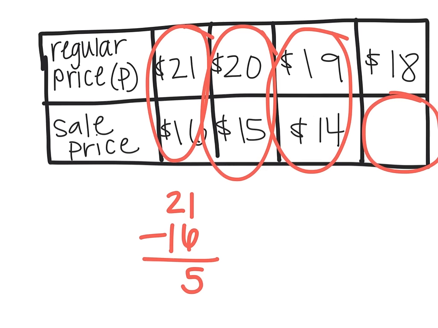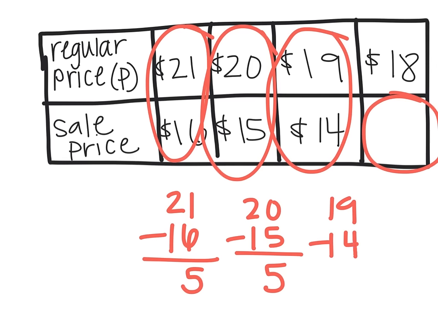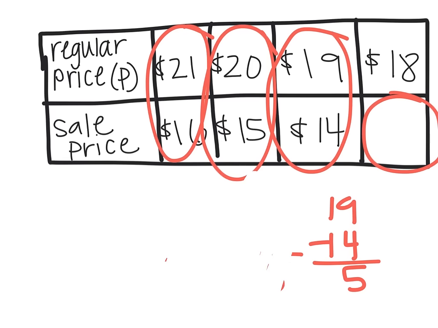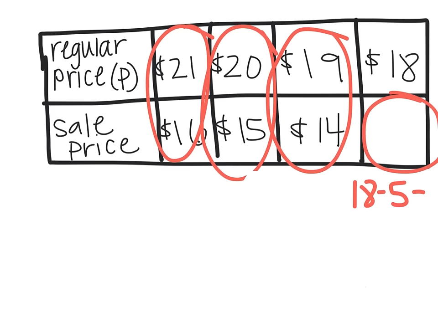Then you have to make sure that that's the pattern. That could just be what's going on for one of those relationships, not all of them. So I'm going to check and make sure that the rest of the differences are also 5, and they are, so I'm good to go. So the difference between the sale price and the regular price is always $5. So now down here at the end, I can subtract 18 minus 5 to find that this should be $13 in the blank.